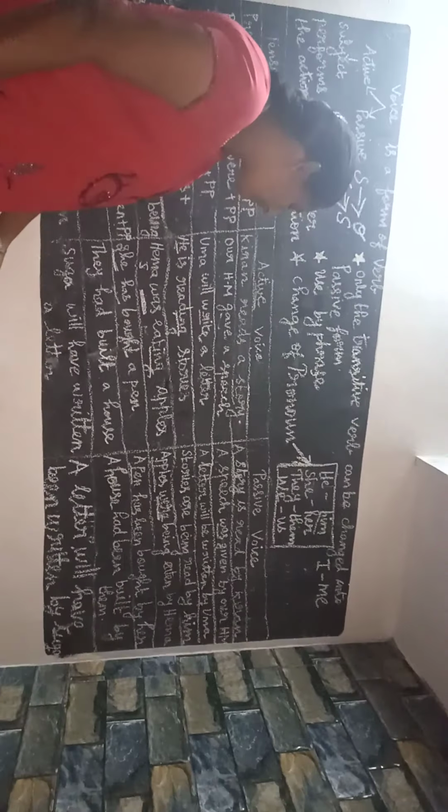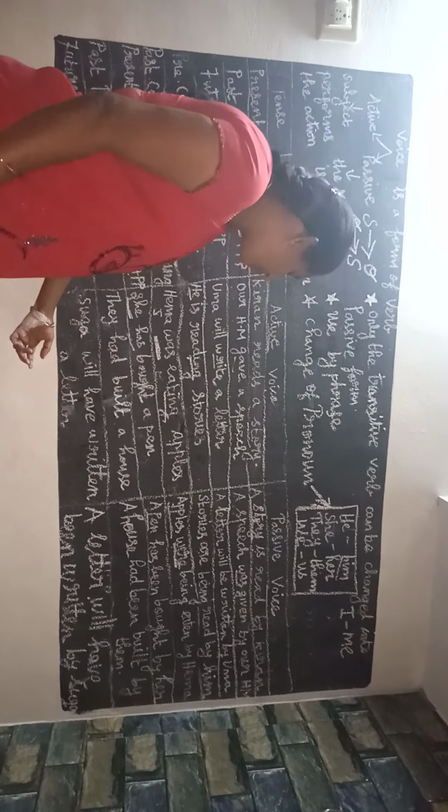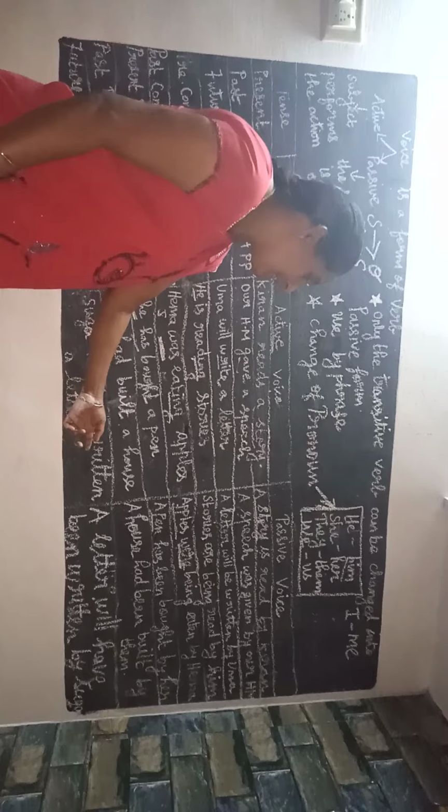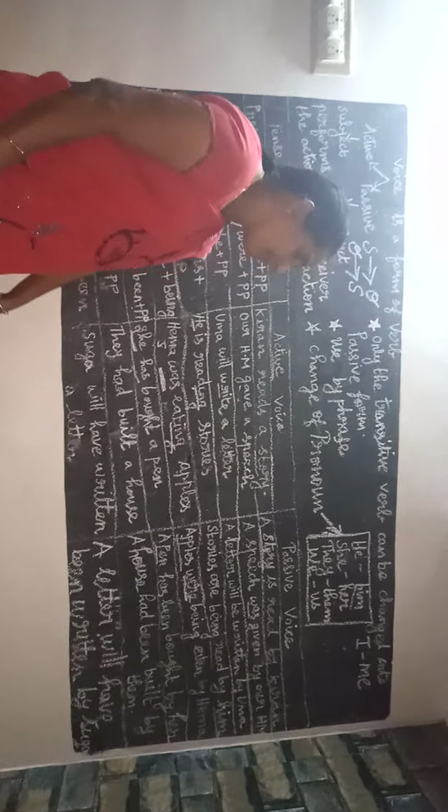Why do we write written here? Because the past participle form we are using in the same way. Only we have to use been. A letter will have been written by Suga. Are you clear about this?